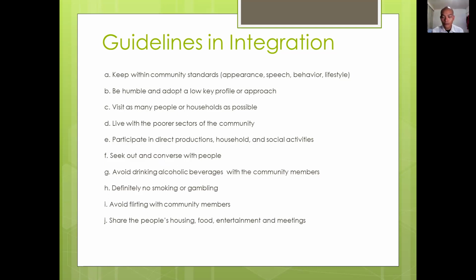Behavior, okay, you are not there to flirt, for example. You are not there to look for a boyfriend or girlfriend. You are there to serve the community. Eat simple food, eat nutritious food. Those are the adjustments we need.